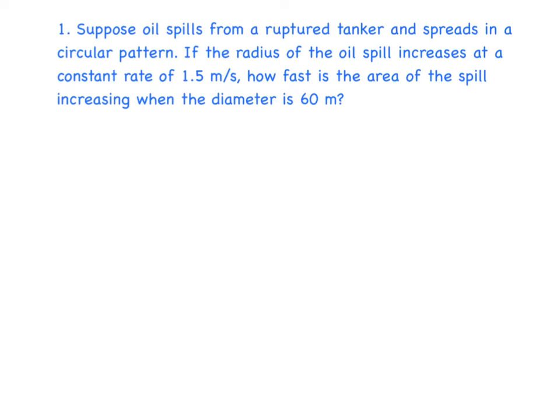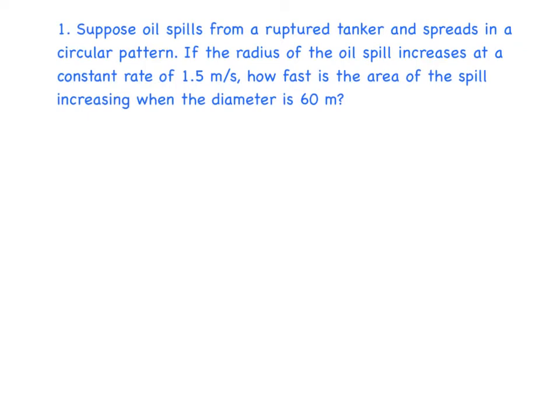Okay, taking a look at this first problem, it says, suppose oil spills from a ruptured tanker and spreads in a circular pattern. If the radius of the oil spill increases at a constant rate of 1.5 meters per second, how fast is the area of the spill increasing when the diameter is 60 meters?